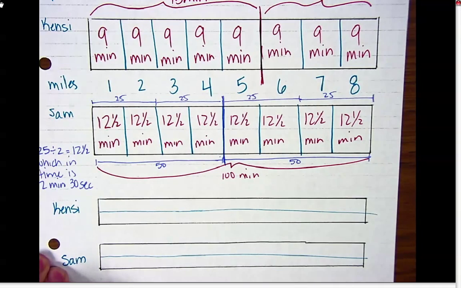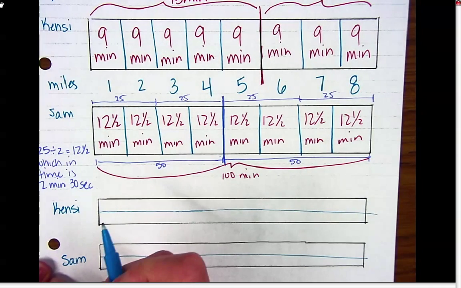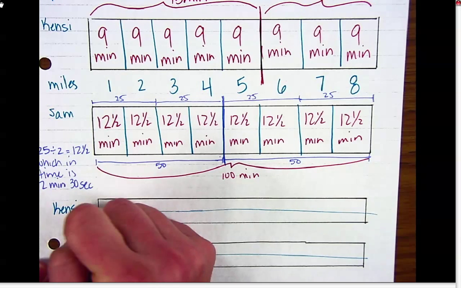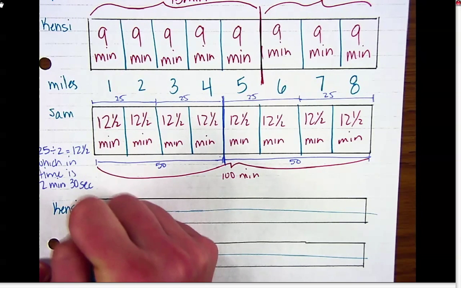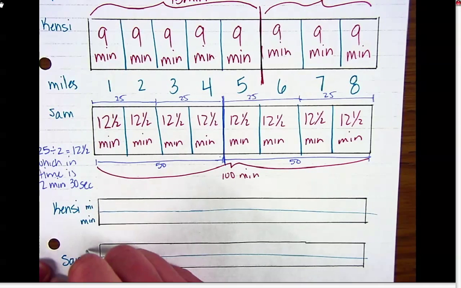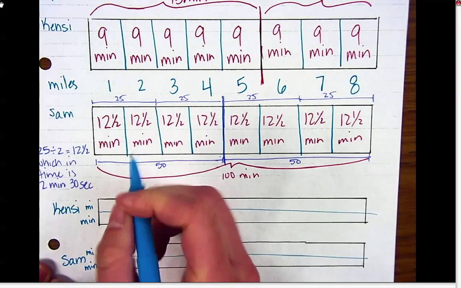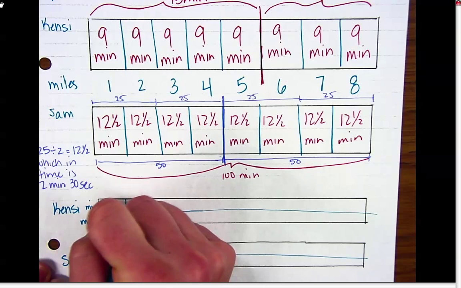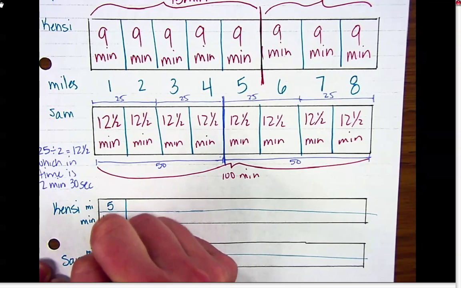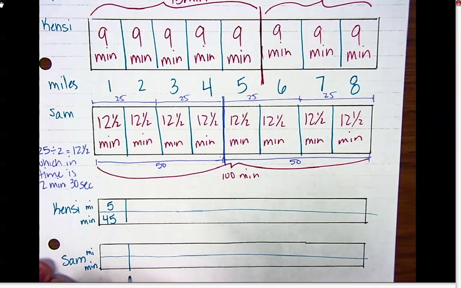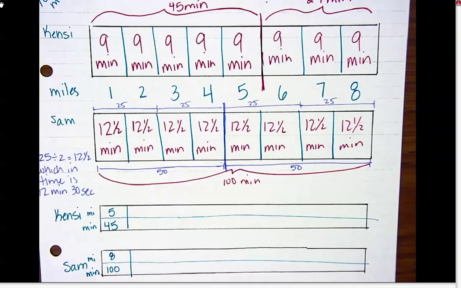Okay. So I'm going to start out with labeling my units here, that I'm going to put miles on top and minutes on the bottom for both of them. Again, I want to at least stay consistent in my format. And my given information was that Kenzie was 5 miles in 45 minutes and Sam was 8 miles in 100 minutes. Now, what I do with the information from there is going to be separate.